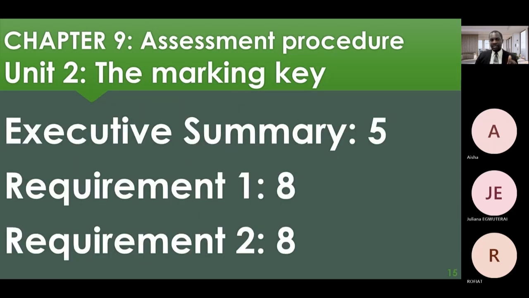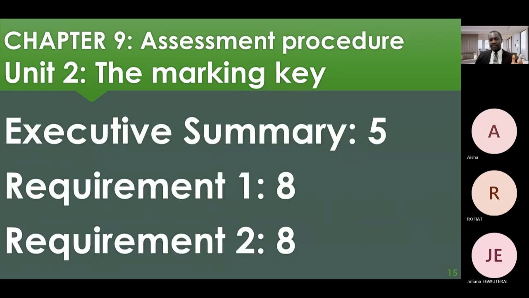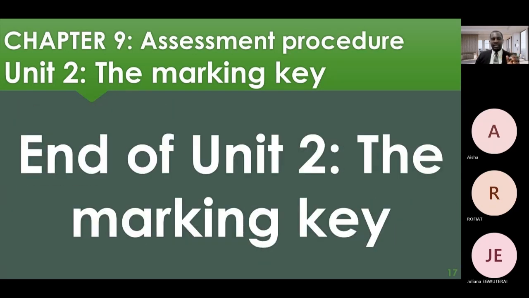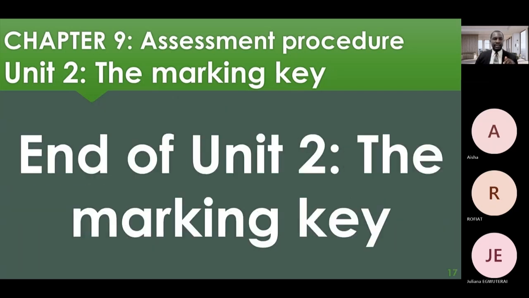So follow me and I will explain this graphically, because the assessment development starts with the competencies you have to be displaying inherently in the case study exams, and you must tailor them towards the requirements. So speaking to executive summary, requirement 1, requirement 2, overall paper, your general report, and the appendices, we have 25 boxes. That's essentially what the marking key speaks to, and it's very important you understand this format. If you understand this format, you'll be able to ace the exams very practically. So that will be the end of the marking key.